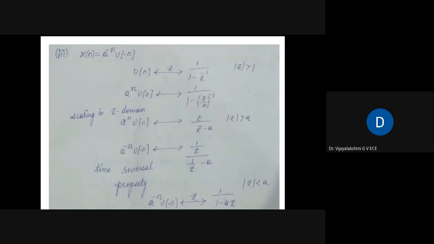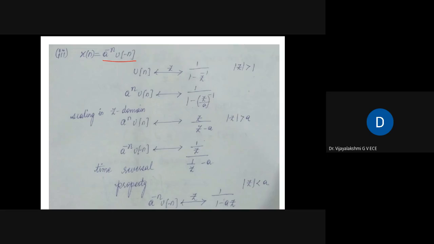Okay, let me go to the next signal. Now here I have a power minus n into u of minus n. Here it's not one property, I have to use more. So on the left hand side, I'll just write what properties we can use.